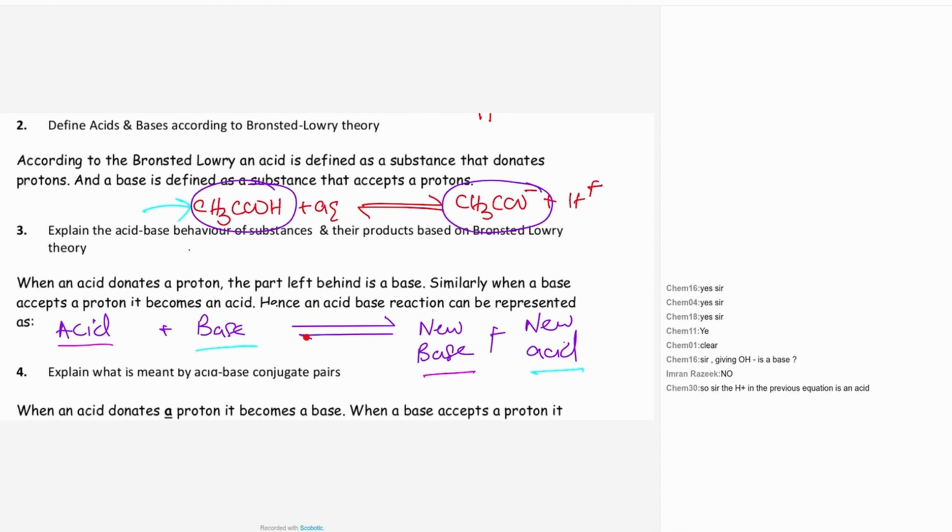Right? You can copy this for question 3. Acid plus base gives new base and new acid.